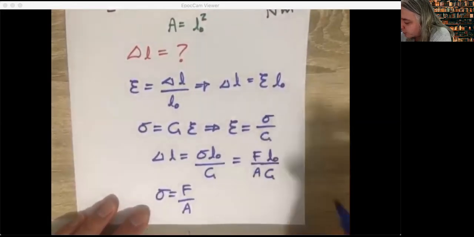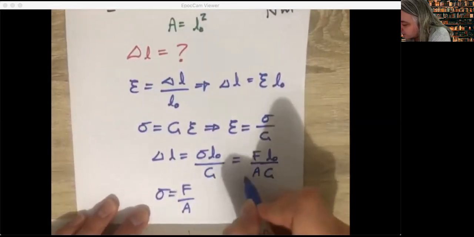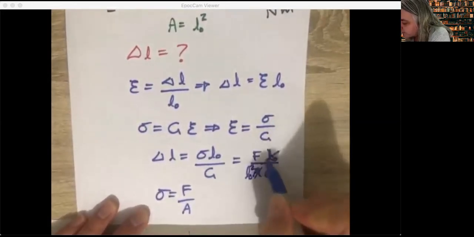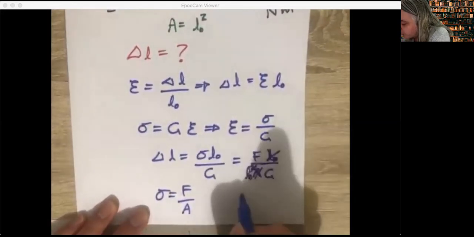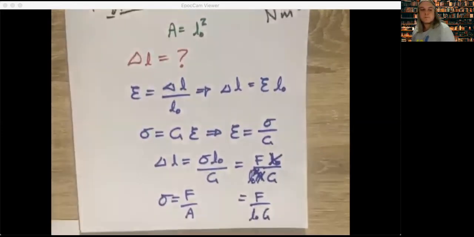And now you can put in all your values, or if you realize A is L naught squared, so if we change that to L naught squared, then you'll realize that this actually cancels with one of the L naughts on the bottom, and you get F over L naught G. So now you've got F over L naught G. You can put in your values for those.